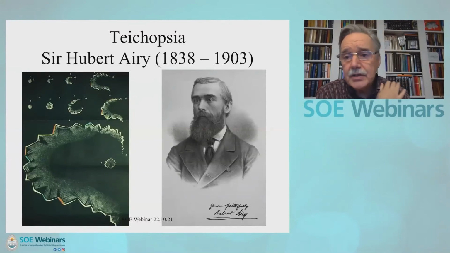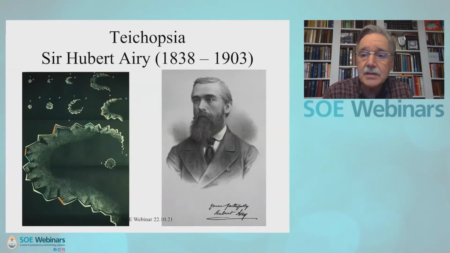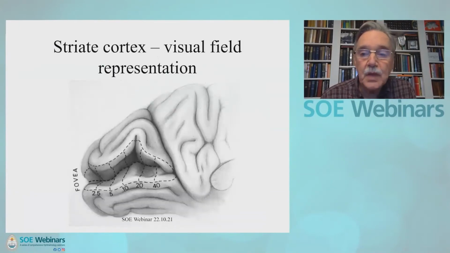It turns out that the term was actually coined by Hubert Airy, who had migraine and did produce many beautiful illustrations of his own migraine aura, which have been published repeatedly. And he was referring to this appearance of a bastion fortification when he coined the term teichopsia, wall vision, also known as fortification spectrum. And this has many interesting features.